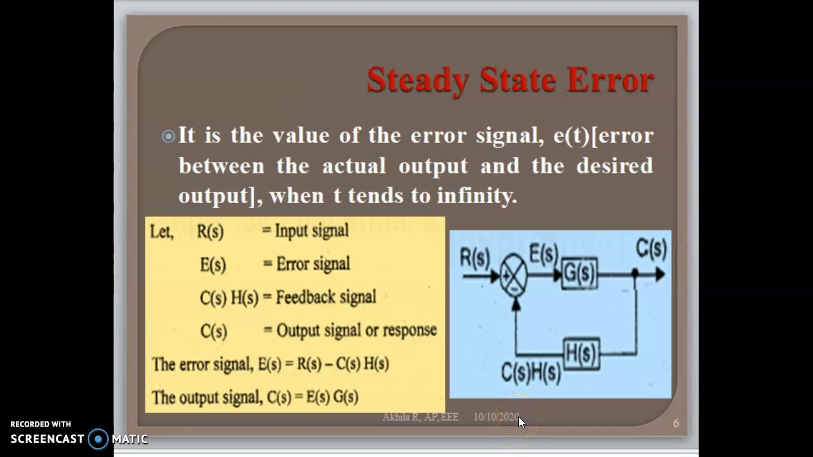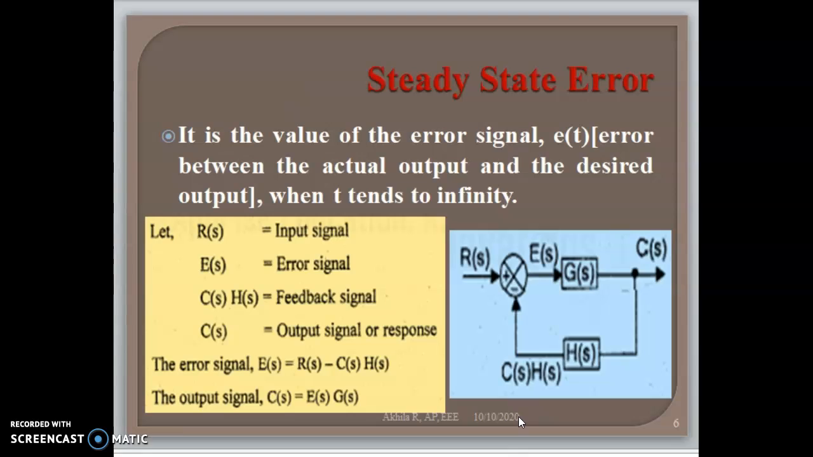Hello everyone. In this video we'll learn about an important concept in the time domain response, which is the steady state error. We have already seen in the time domain response that for a closed loop system, R(s) represents your input signal, C(s) is your output signal or response, G(s) is the forward path gain, and H(s) is your feedback path gain.